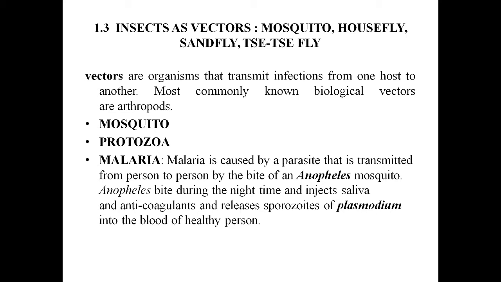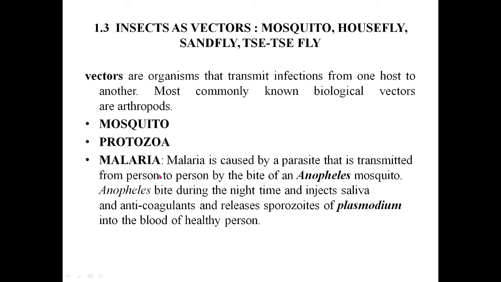Among these, the first one is the mosquito. This mosquito transmits pathogens that are protozoans, then bacteria, viruses, and helminths. We'll discuss all these one by one. The first one, the protozoans.